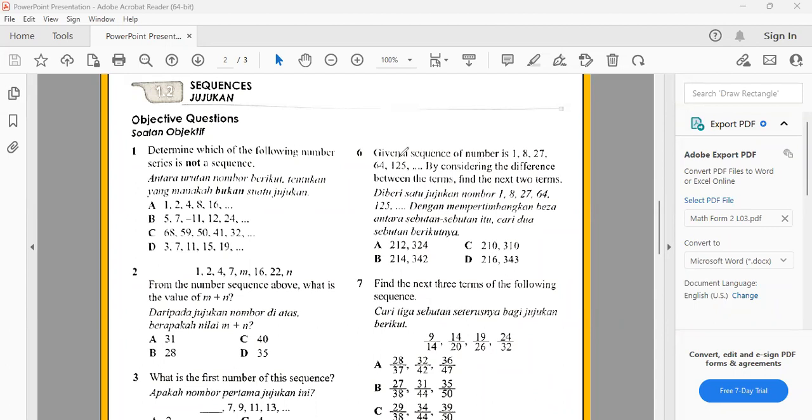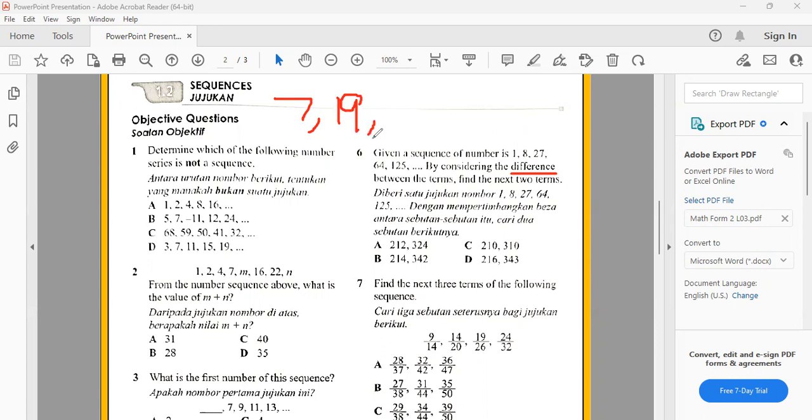Given a sequence, by considering the difference between the terms, find the next 2 terms. That means they are just asking you the difference, girls, perbezaan. What's the difference between 1 and 8? The difference is 7. I'm going to write the difference first. Between 8 and 27, the difference is how much? Isn't it 19? Yes. Then between 64.